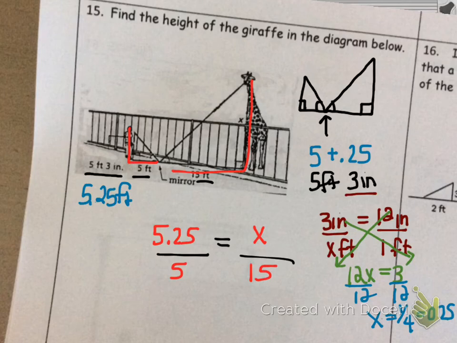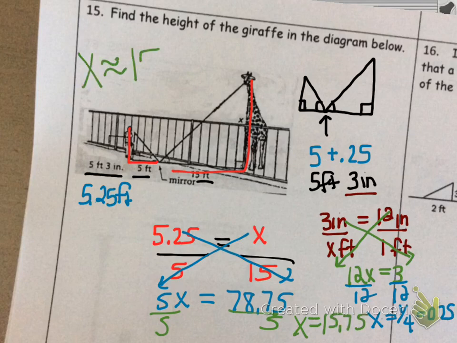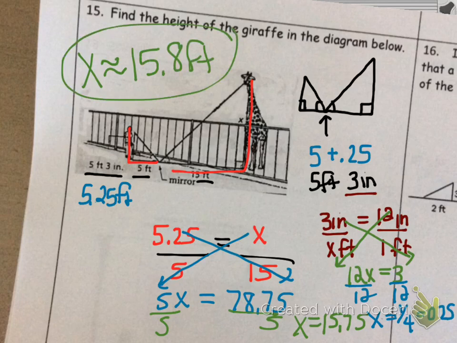So from here we're just cross multiplying. 5 times x is 5x equals 5.25 times 15. Let's see. Oops. I get 78.75, and then if we divide both sides by 5, I get 15.75 feet, and since we've been rounding to the nearest tenth, let's do 15.8 feet. Is that reasonable? Yes, because the giraffe should be between 15 and 20.